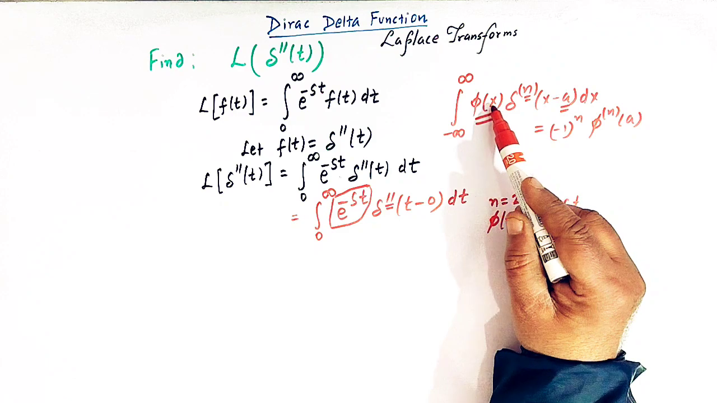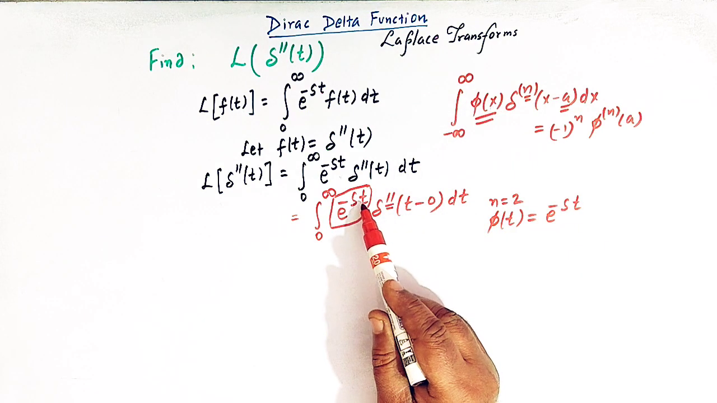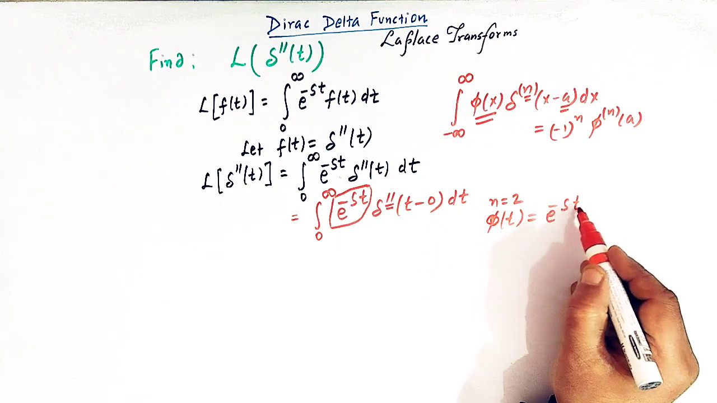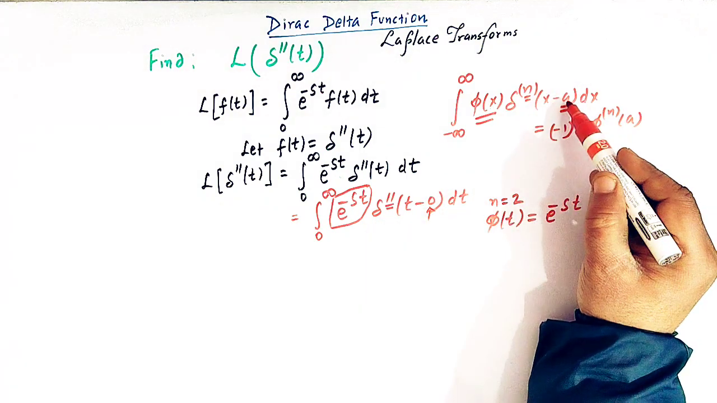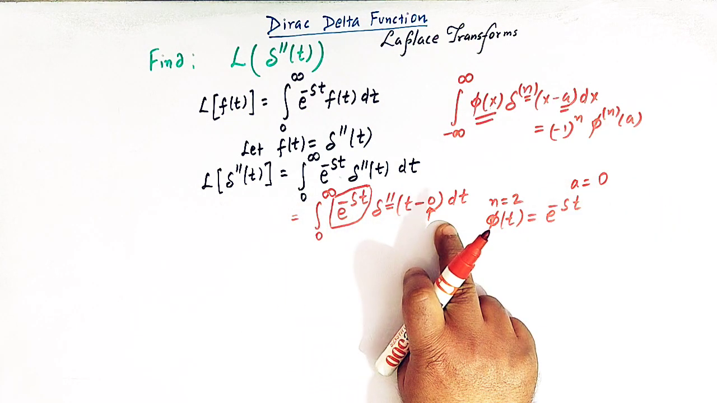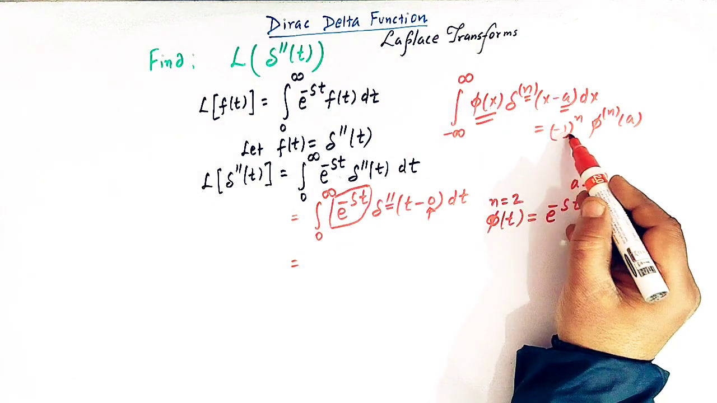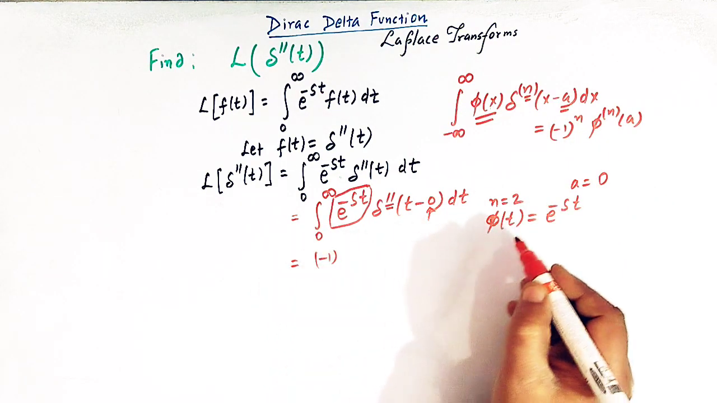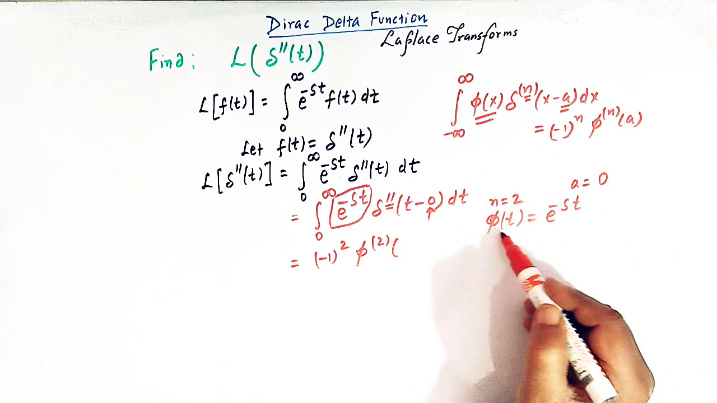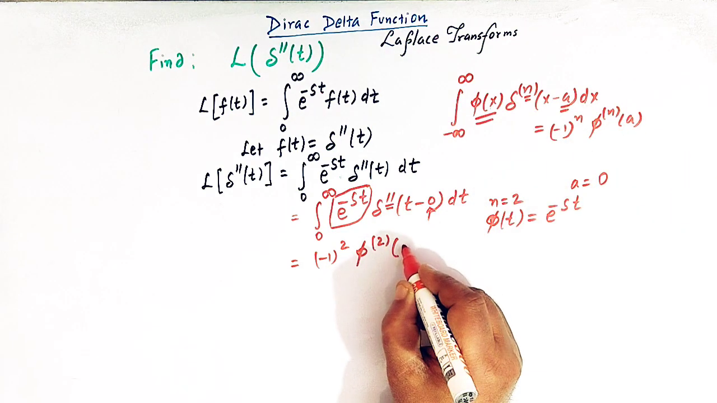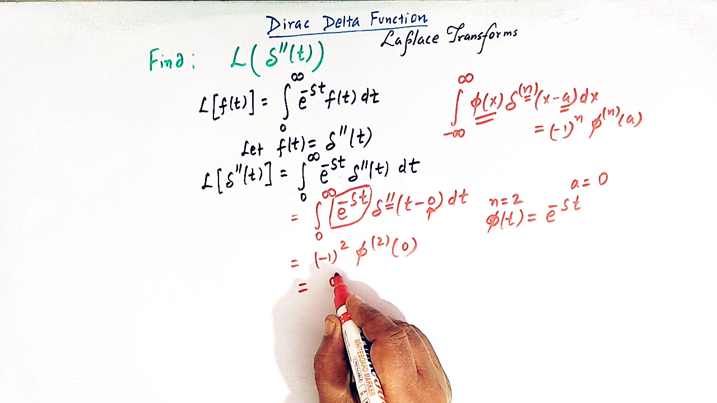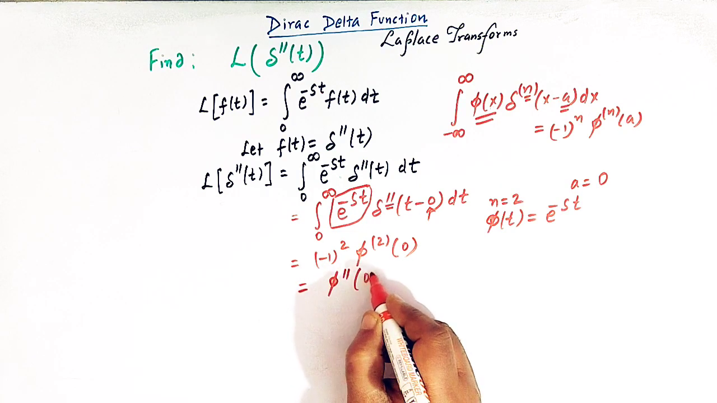So here we have the integral in x variable, here we have in the t variable. So phi of t is given by e raised to minus s times t, and this is the value of a, so a is equal to 0. So now the value of this integral is equal to minus 1 raised to n. So here we have minus 1 raised to 2, and we have the second derivative of phi of t at this point a. A is 0. So minus 1 square is positive 1. So we have phi and second derivative at this point 0.